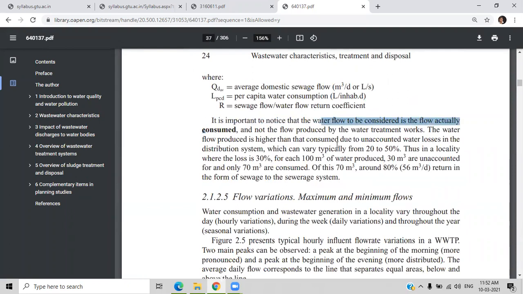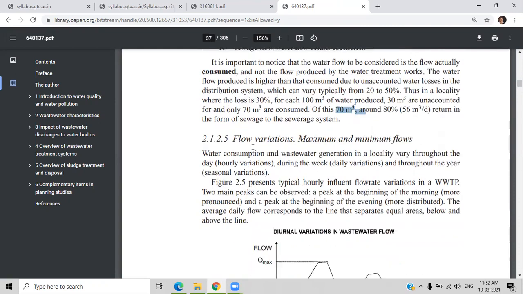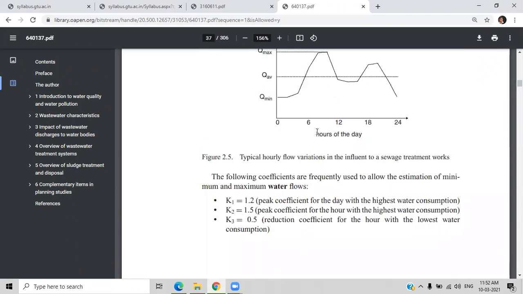It is important to notice that the water flow to be considered is the flow actually consumed and not the flow produced by the water treatment work. The water flow produced is higher than the consumed due to the unaccounted water losses in the distribution system, which can vary typically from 20 to 50%. Thus, in a locality where the loss is 30%, for each 100 meter cube of water produced, 30 meter cube are unaccounted for and only 70 meter cube are consumed. Of this 70 meter cube, around 80% returns in the form of sewage to the sewerage system.